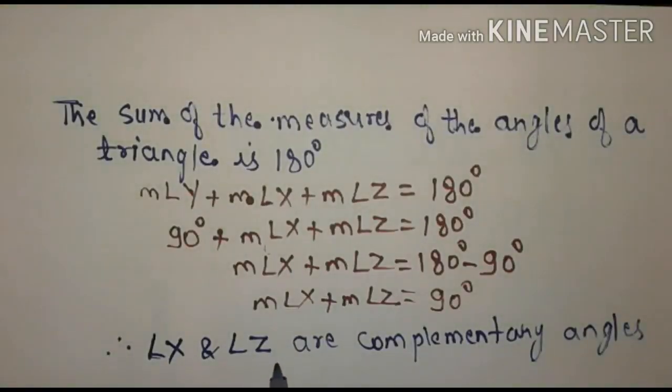Therefore, angle X and angle Z are complementary angles because their sum is 90 degree. Therefore, angle X and angle Z are complements to each other.